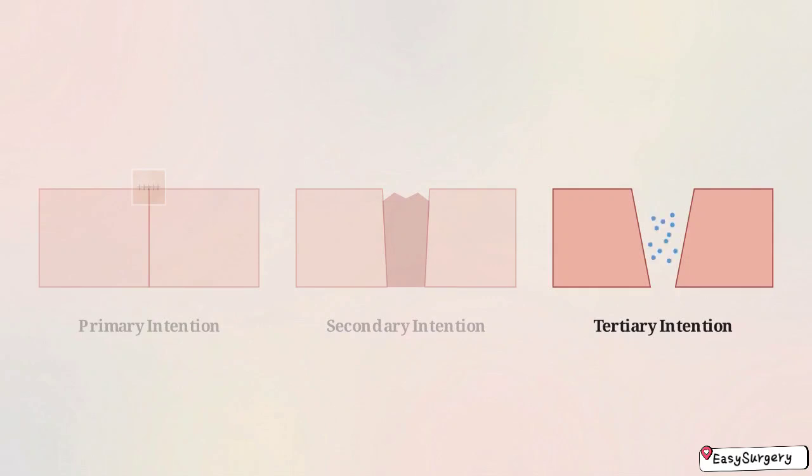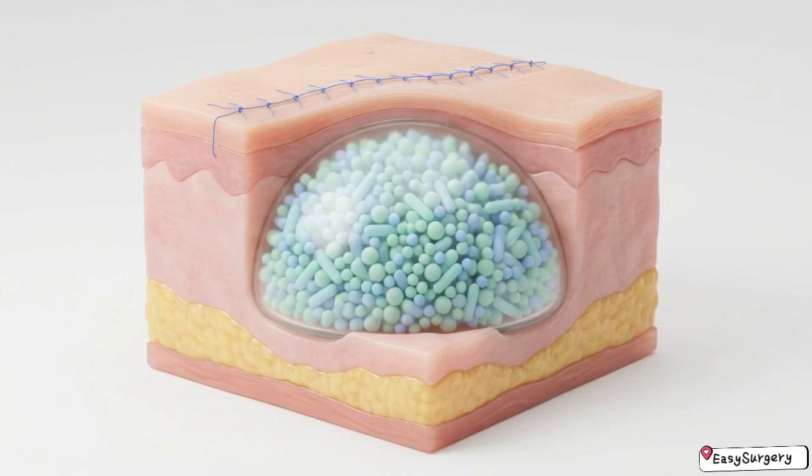The final pathway is tertiary intention, or delayed primary closure. The defect is intentionally left open for 3 to 5 days to allow the surgical team to clear heavy contamination. It is only sutured closed once the active infection is neutralized. Forcing primary closure on a highly contaminated wound traps bacteria under the skin, guaranteeing an abscess.